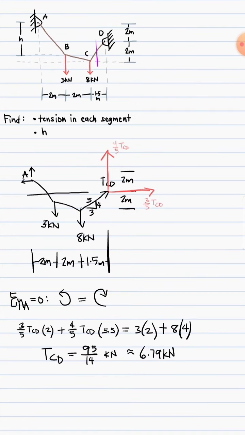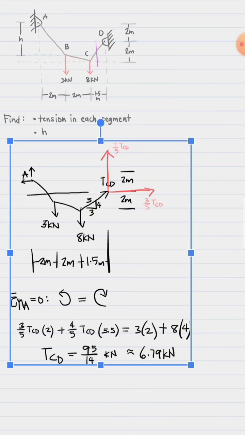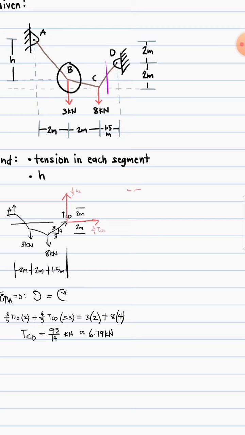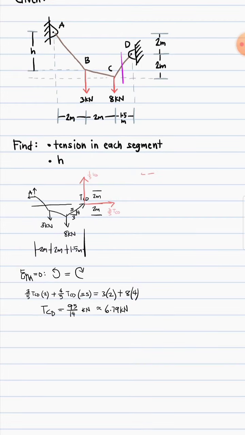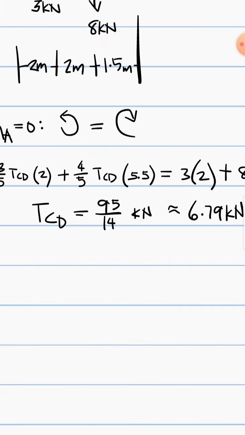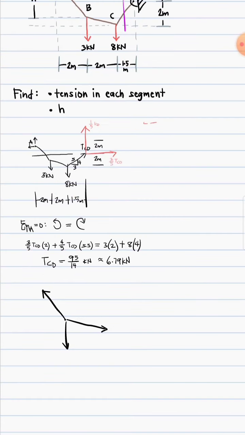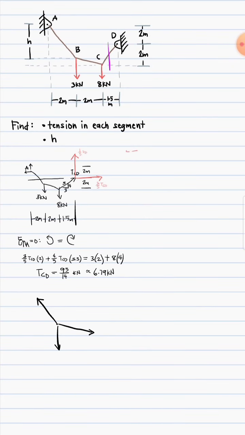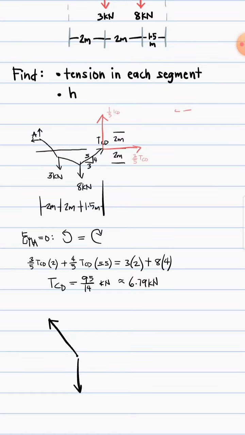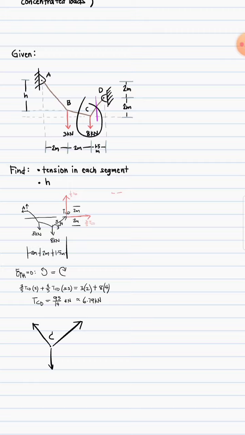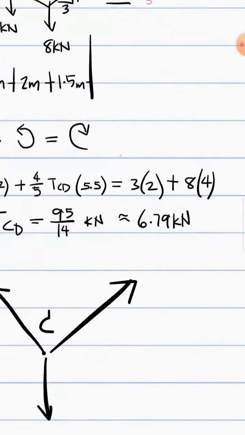Now that we have that tension CD, we will proceed to point B here, because we already have this CD. So we can then solve for BC, and AB as well later on. So if we draw the free body diagram of point B, we have it like that, and this 3 kilonewton load. Or I guess we should do point C first. Point C.